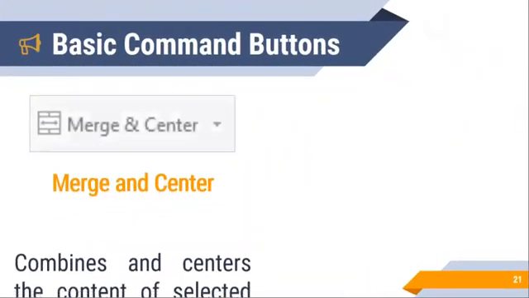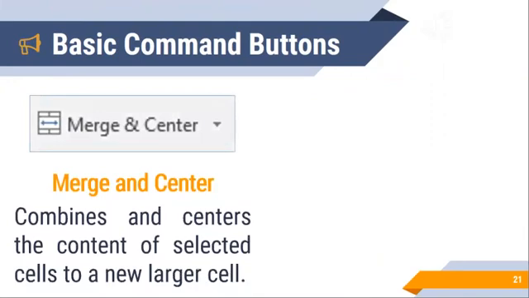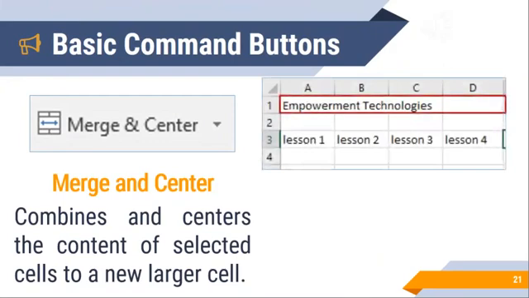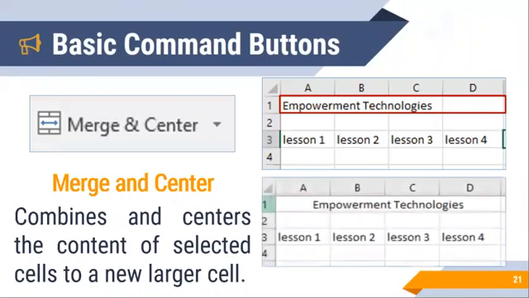Ang main function ng merge and center ay pagsama-samahin ang dalawa o higit pang cells. So this one po ay nasa cell A1 lamang po ang ating data na empowerment technologies. And then this one naman po, kapag minerge natin yung A1 hanggang D1, automatic po siya and then center.